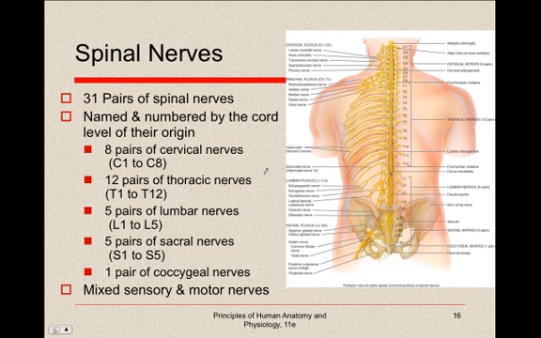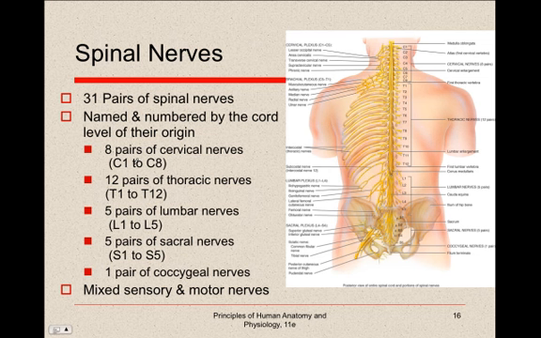So when we look at our spinal nerves, we've got 31 pairs of spinal nerves, right? One coming at the left side, one coming at the right side. And they number them based on their cord level, coming in and out of the vertebra. So we have 8 cervical nerves, C1 through C8. You may say, well, why do we have 8 when we only have 7 cervical vertebrae? That's because one pair is going to come out above the first cervical vertebra. So that leaves us space for 8 cervical nerves.